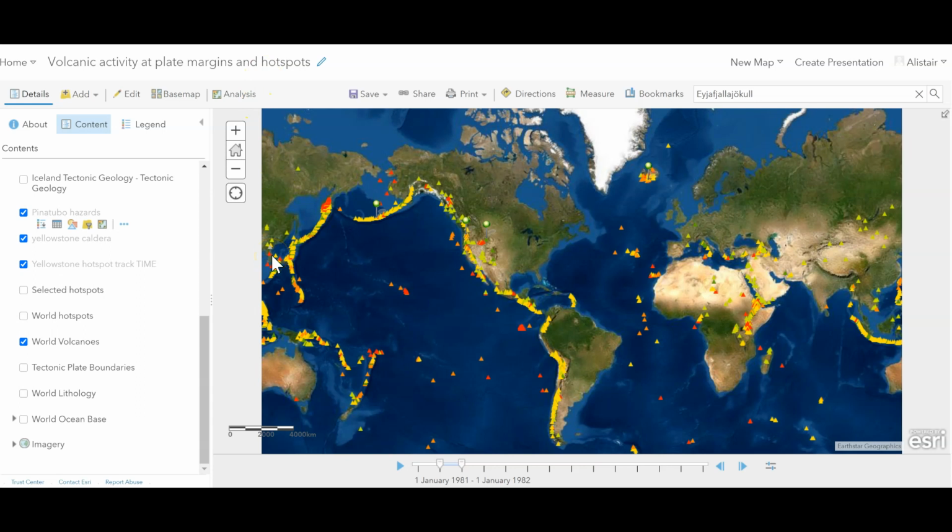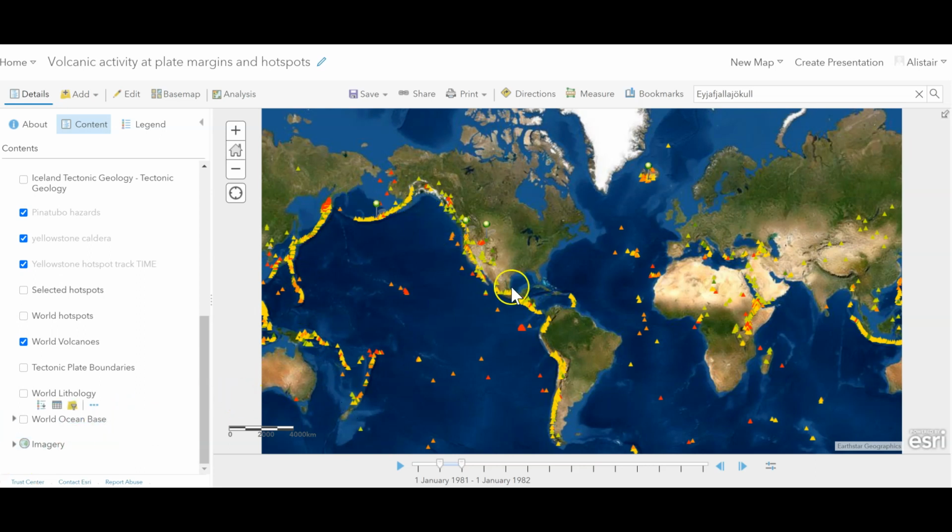So we start off with the layer with the volcanoes turned on, to see if you can see any patterns here first of all. Can you see any linear patterns? Can you see any clusters? Well, of course, there's a couple of those. There is this linear pattern.